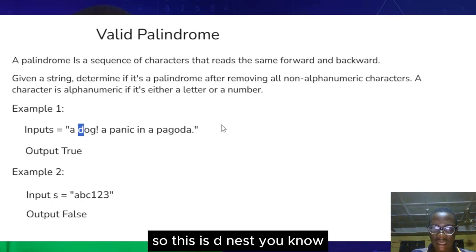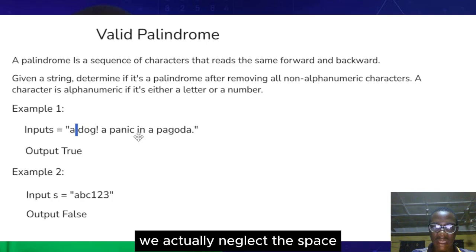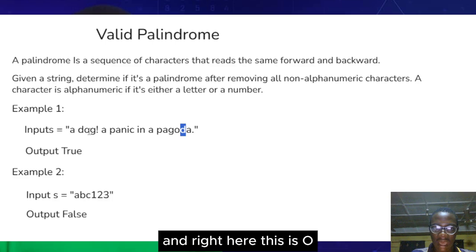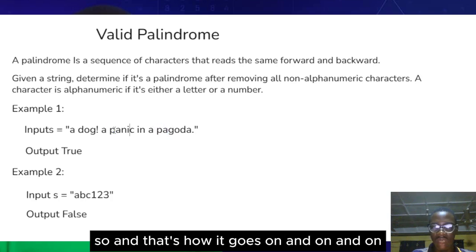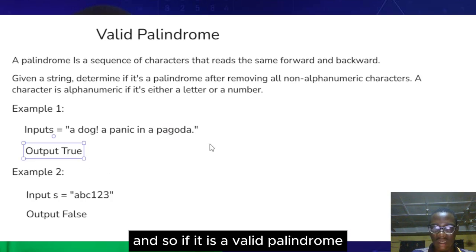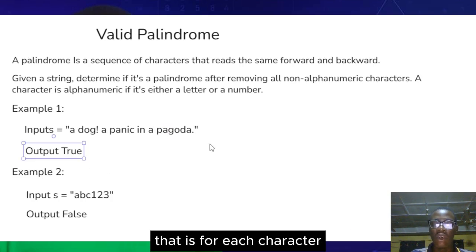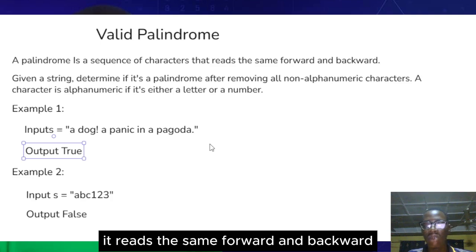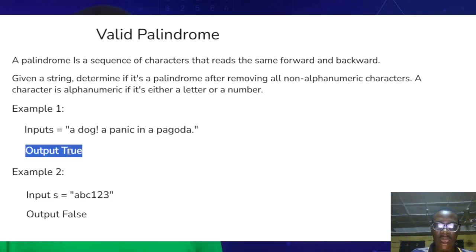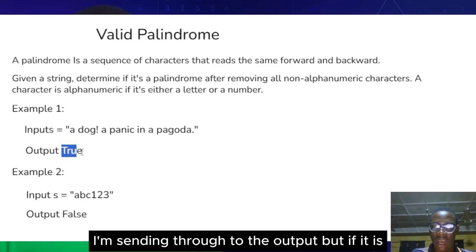So this is D next. We actually neglect the space because it's non-alphanumeric. So this is D here, and right here this is O, this is O, this is G, this is G. So this is A, this is A, this is P, this is P, and that's how it goes on and on. And so if it is a valid palindrome, that is, for each character it reads the same forward and backward, then we're gonna be sending true through to the output.